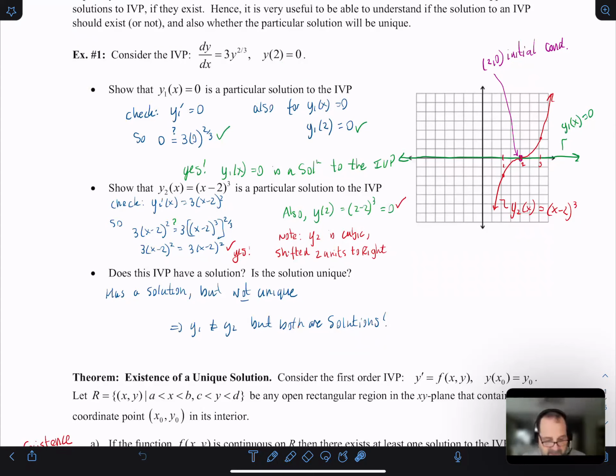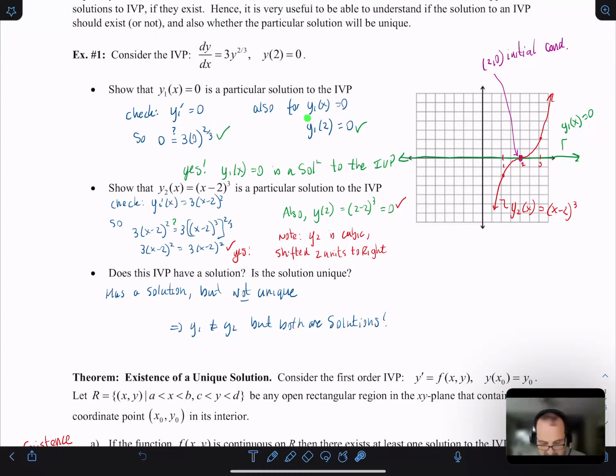So there's two things to check here. Does this constant function solve the DE, and does it satisfy the initial condition? This is a fairly trivial solution. If the function is y1 equals 0, the derivative y1 prime is also 0. And if we plug in our functions, we get 0 equals 3 times 0 to the 2/3. That is, of course, 0 equals 0. That is an identity. So yes, this function does satisfy the differential equation.